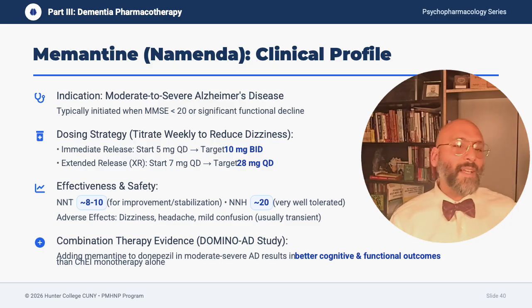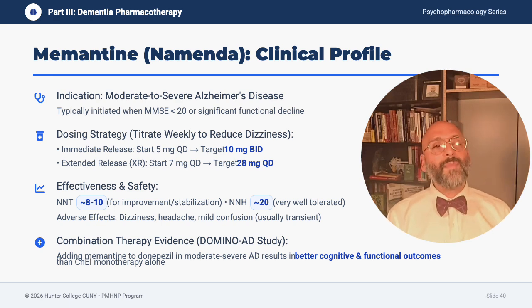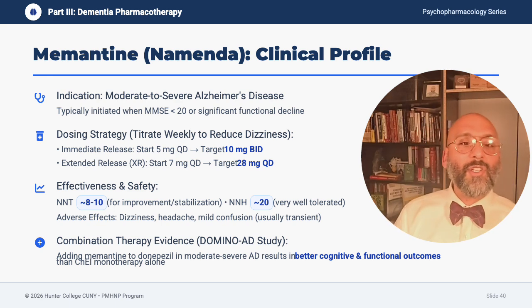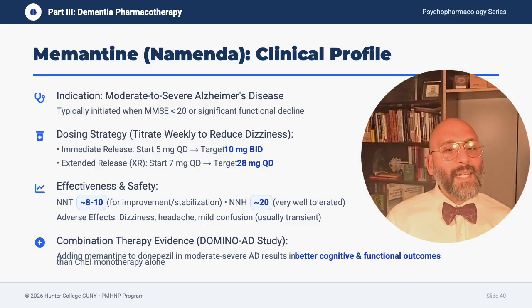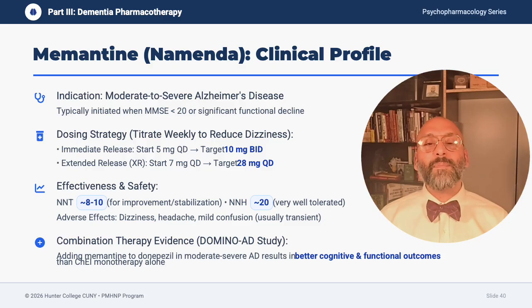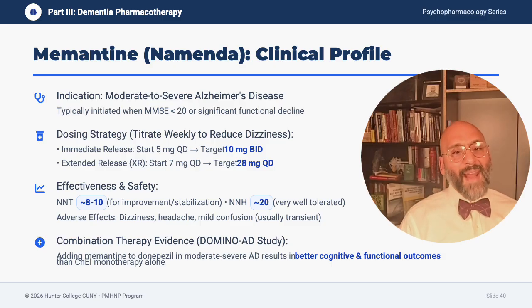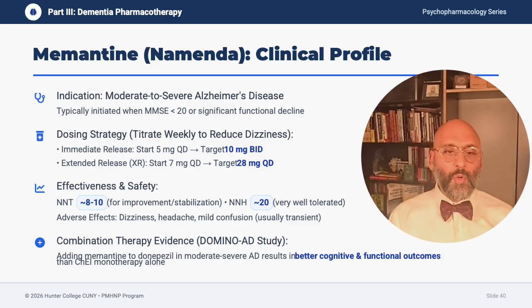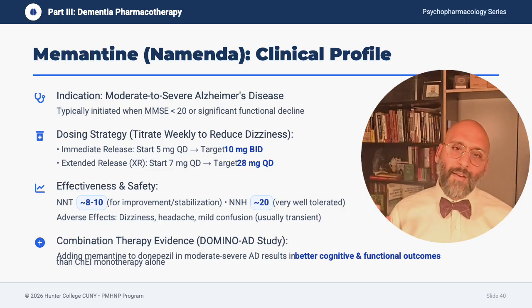But the most common side effect, like I said, is dizziness and headache and mild confusion. They're usually transient, but we need to watch for falls in that transient period. So we don't use memantine in isolation if the patient can tolerate the combo therapy. There was a DOMINO-AD study that showed that adding memantine to donepezil in moderate to severe Alzheimer's leads to better cognitive and functional outcomes than cholinesterase inhibitor monotherapy alone. So memantine is low-risk additive therapy that modestly slows decline and helps preserve function in later stage disease. But remember, everything is trade-offs.